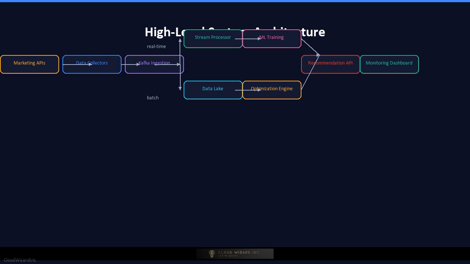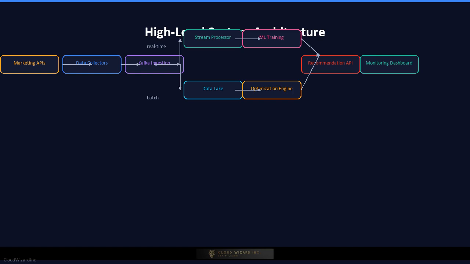Here is the high-level system architecture. On the left, data collectors ingest performance data from marketing platforms via APIs, webhooks, and data warehouse connections. These events flow through a load balancer into a Kafka ingestion layer. A stream processor validates, enriches, and stores the data in a data lake and analytical databases. The model training pipeline continuously updates channel-specific ROI prediction models using machine learning.